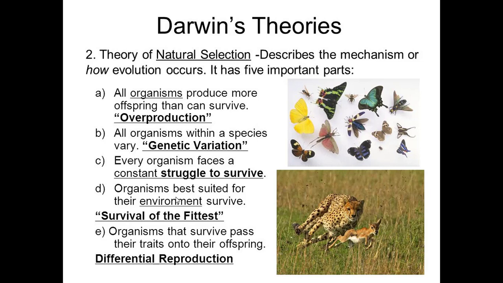So you look at the image on the right at the bottom. That leopard or tiger or cheetah is about ready to pounce on that antelope or whatever it might be. So letter C, every organism faces a constant struggle to survive, and that little antelope's in trouble, right? Organisms best suited for their environment survive. So who do you think's going to survive in this case? That leopard or whatever that is, tiger, it has a leg up, right? This is called survival of the fittest, that the organisms that survive are the ones that continue on, and they pass their traits on to their offspring.